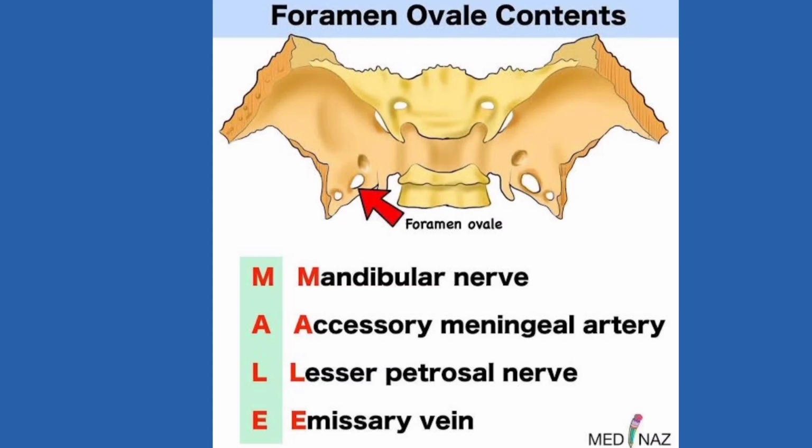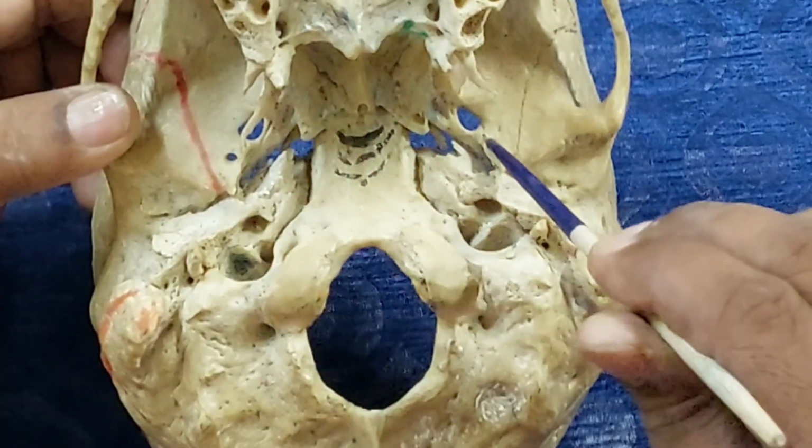A stands for accessory meningeal artery, L stands for lesser superficial petrosal nerve, and E stands for emissary veins. Besides this, one important vein also passes through this foramen, that is the anterior division of the middle meningeal sinus. Then posterior to this is the foramen spinosum.